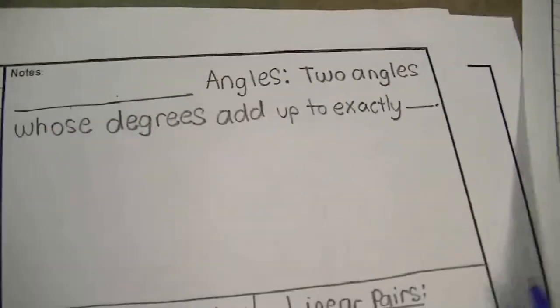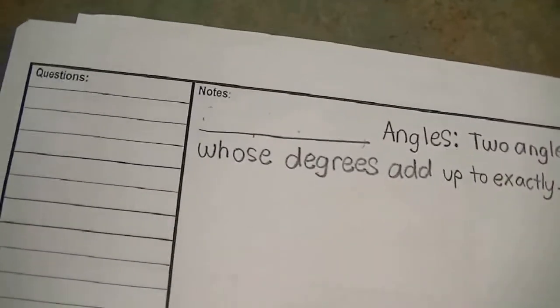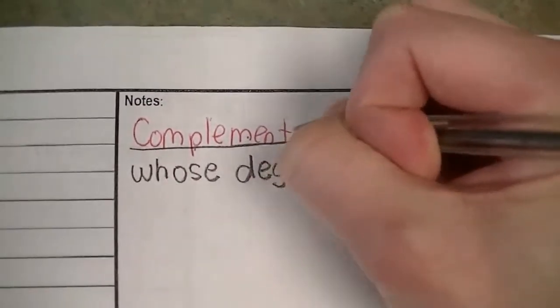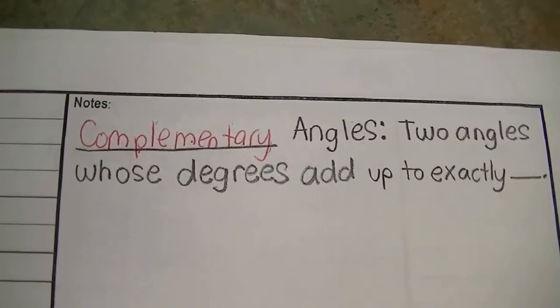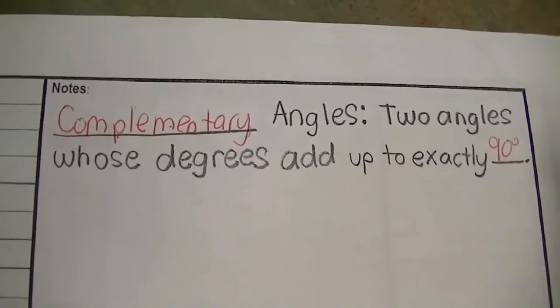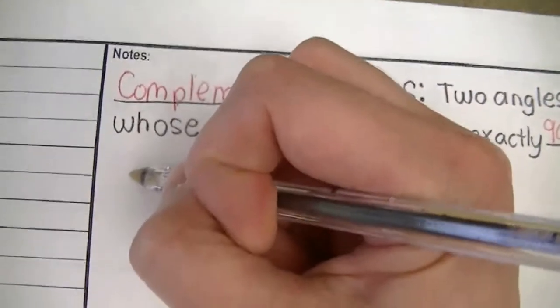So the next vocab word that you need to know for this unit is complementary angles. Complementary angles. Here's how you spell it. C-O-M-P-L-E-M-E-N-T-A-R-Y. Complementary angles. And those are two angles whose degrees add up to exactly 90 degrees. Please memorize that, okay?